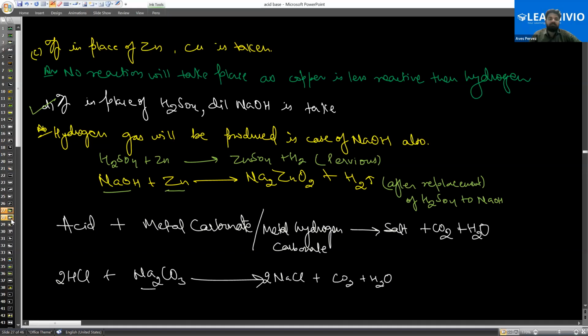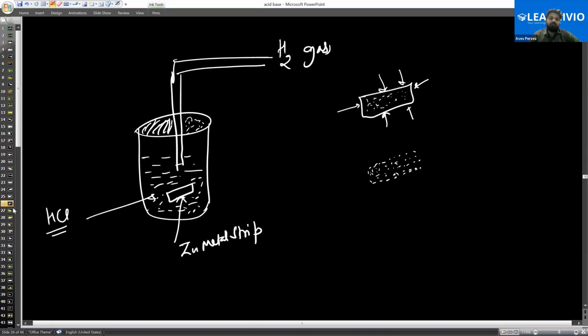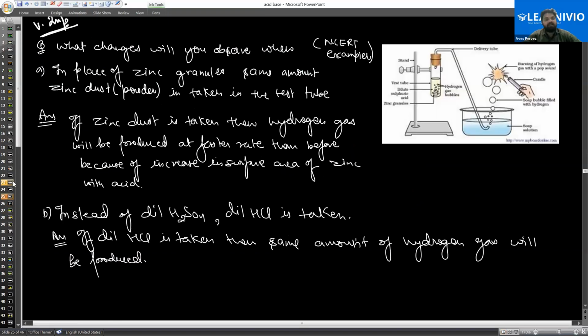Okay, do this one. Sarah, you noted? Please write it down. What happens? What changes when, in place of zinc granules, the same amount of zinc dust is taken in the test tube? If zinc dust is taken, then the hydrogen gas will be produced at a faster rate than before because of the increased surface area of the zinc with the acid. Okay, write it down fast.